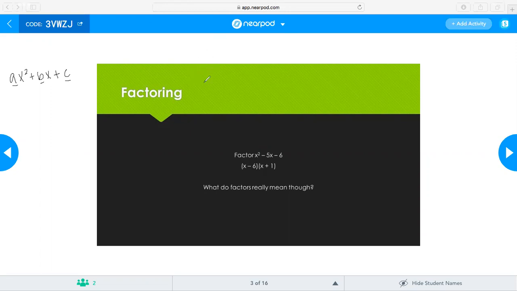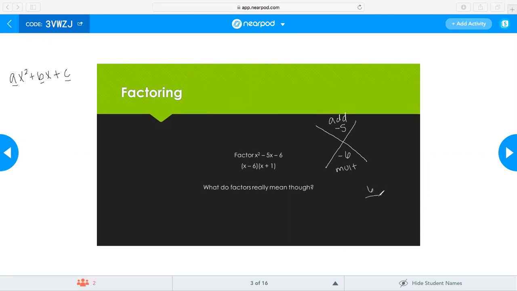All right, so last week we learned how to factor, right? For instance, we factored x squared minus 5x minus 6. We wanted to find two numbers that would add to get us -5 and that would multiply to get us -6. We learned this last week.